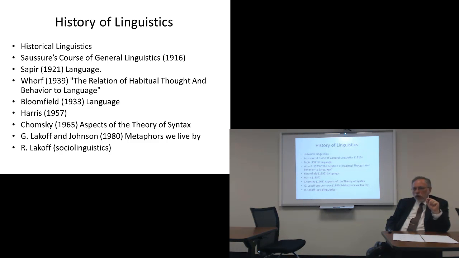So all that we're doing today is giving you a general idea of some, not all, of the main theories of linguistics and where they come from. And so we're going to start from historical linguistics because that's the start of the story. And then we're going to go to Saussure's Course of General Linguistics in 1916, which is the founding book. Saussure is the founding father of modern scientific linguistics.